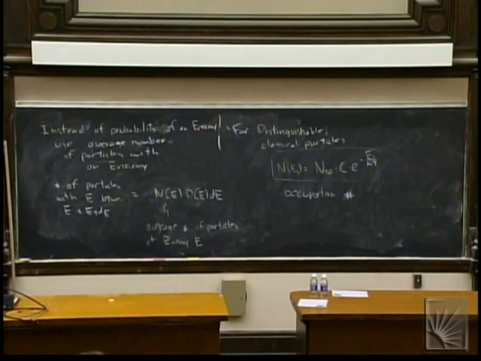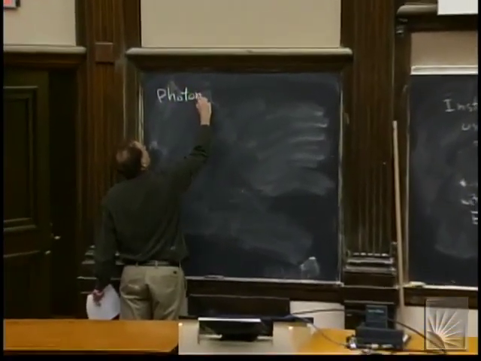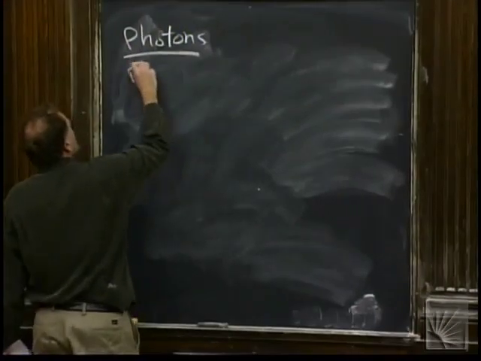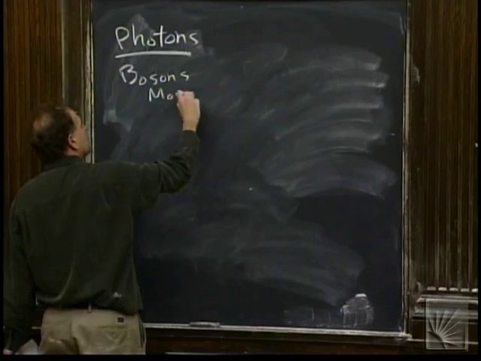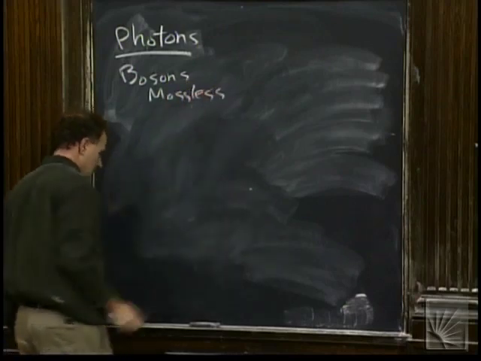So let's just do, and I'm only going to do, this actually is not in the book, and you're not responsible for what I'm going to do now, but it's just a kind of a cool derivation, and I want to show it to you. Okay, so I want to talk about photons. So these are bosons, and they're massless. Okay?